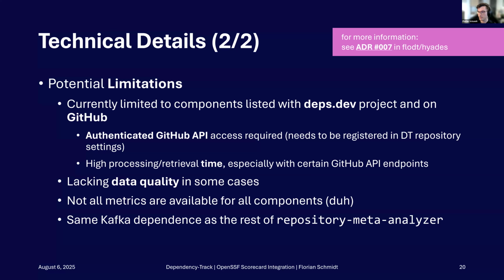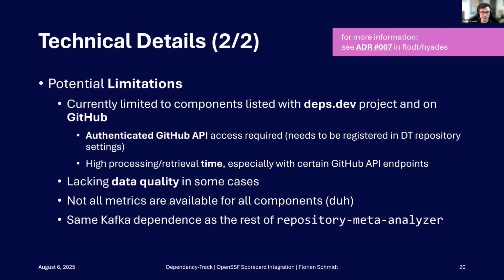Lastly, we're still depending on Kafka, same as the rest of the repository meta-analyzer service. This is currently, however, or should be, in my opinion, fairly easy to refactor because there are no new communication channels introduced in this case. So what we use is the existing channels with an adapted data model to pass the health data over to the API server, and a new command that triggers the meta-analyzer service to fetch all of this data.